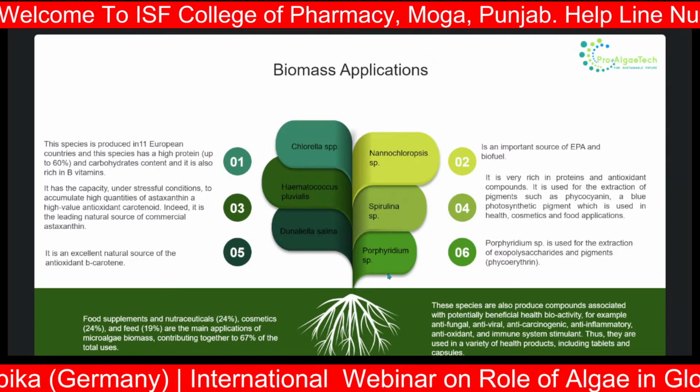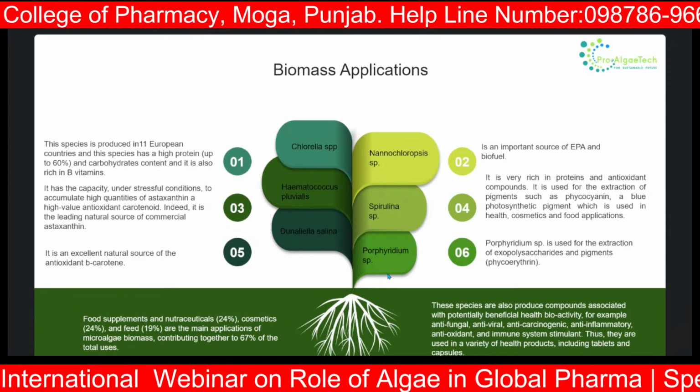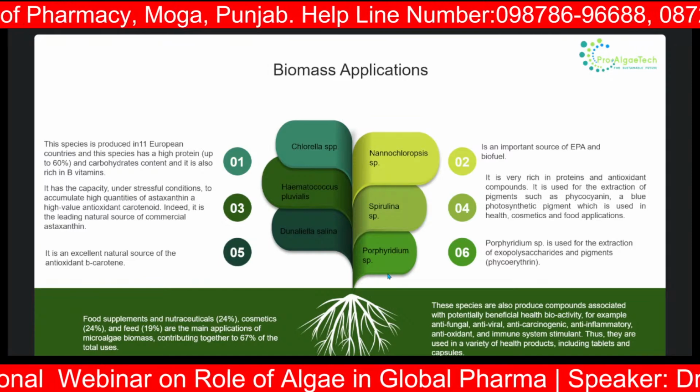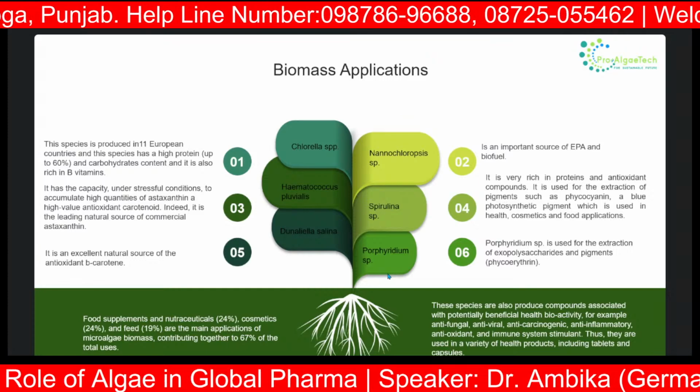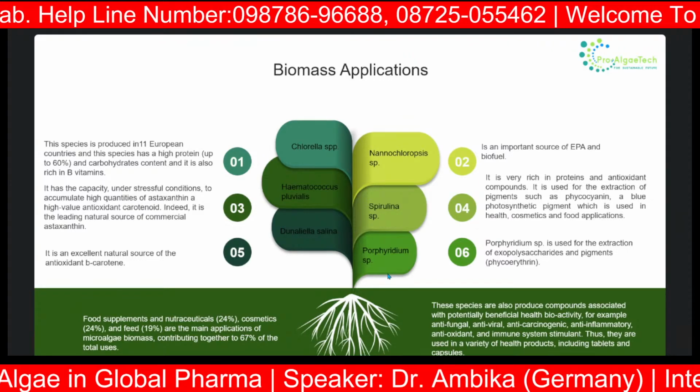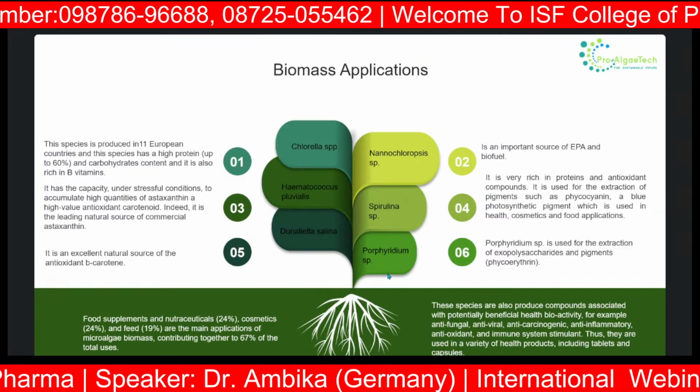And Dunaliella salina. Dunaliella salina is attractive to different industries because of its antioxidant beta carotene. It is an excellent natural source of beta carotene, and it is also available commercially nowadays.